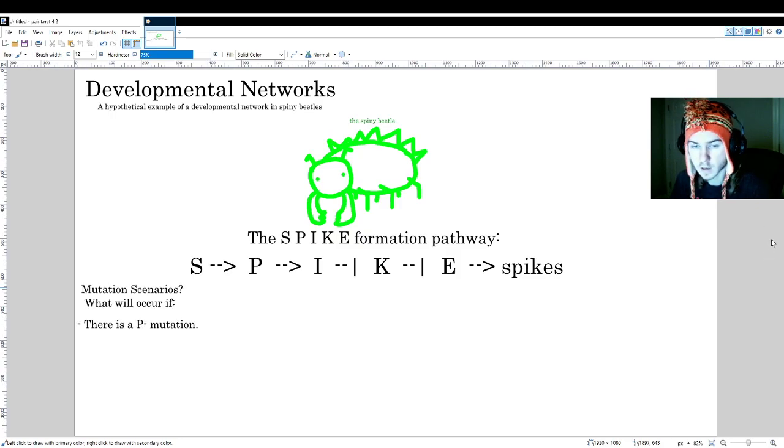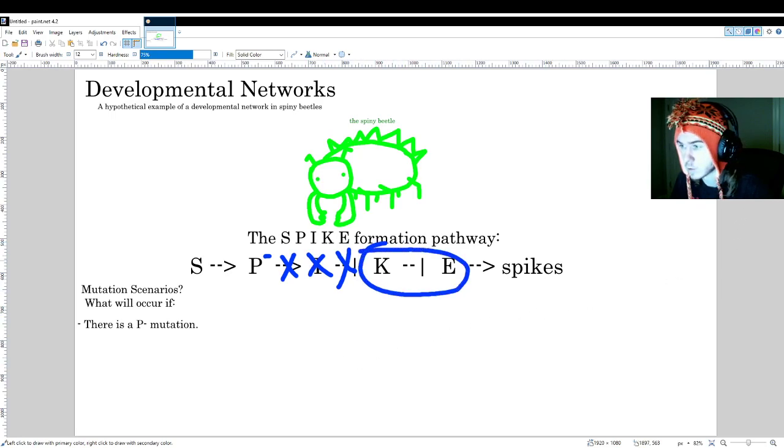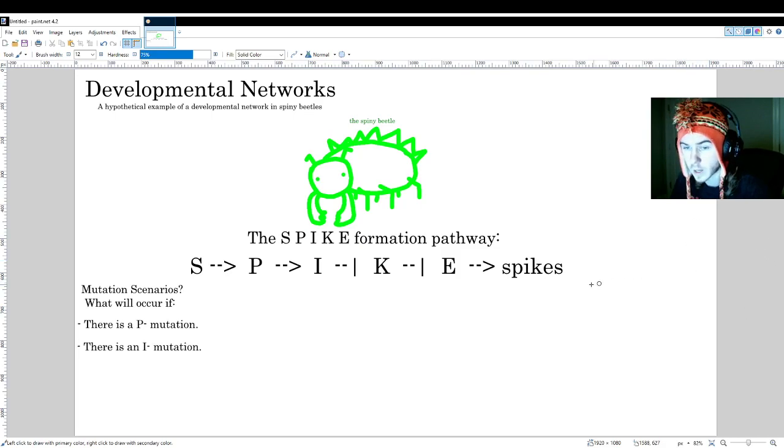Firstly, if there's a P mutation, we know that P is going to be minus. This induction is not going to happen. So therefore, we're not going to have I, we're not going to have any inhibition of K, so we're going to have K inhibiting E, and there will be no spikes formed. Then we could have an I mutation. I minus mutation means there will be no inhibition of K. Once again, K inhibits E, no spikes are formed.